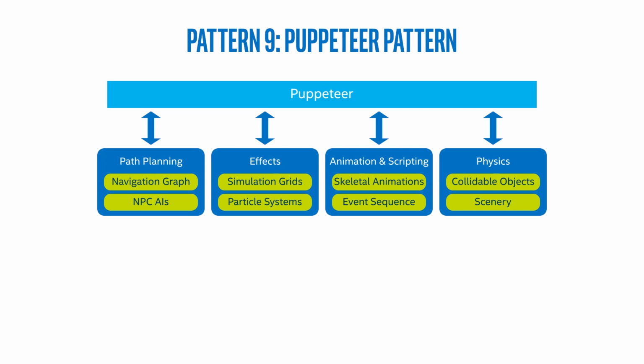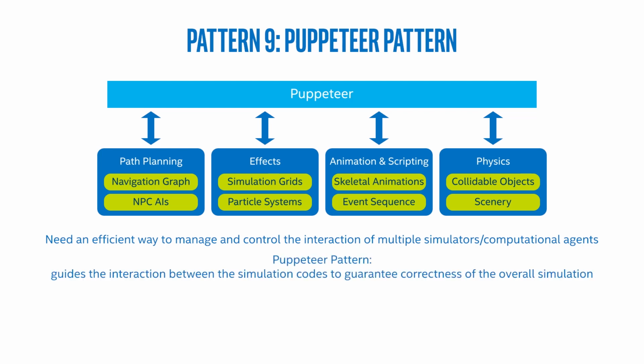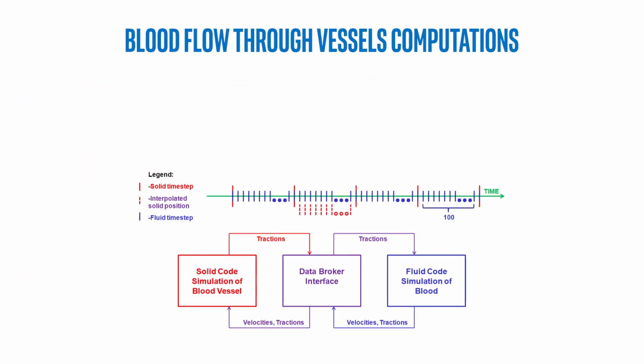The puppeteer pattern arose from the need to manage and control interaction of multiple simulators or computational agents. The puppeteer itself guides the interaction among, say, simulation codes to guarantee the correctness of the overall simulation. Problems where the puppeteer pattern is used are often confounded with uses of agent repository, and the key thing to remember here is that there is no central repository, and all the data transfer is between the individual puppets or simulators.